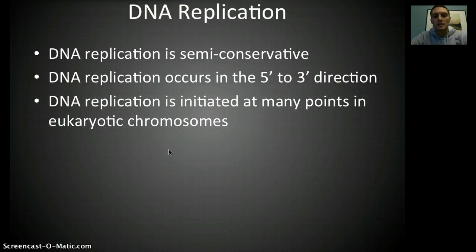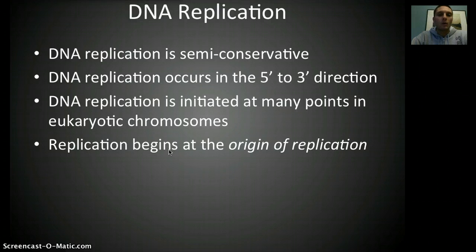DNA replication is initiated at many different points in eukaryotic chromosomes. There's not just a single point where replication is started. There's actually multiple points within a chromosome. And what we see happen is those are initiated at multiple points, and once they meet each other, they fuse. So we have two little bubbles that come together and become one. And then the last portion of the DNA is replicated, and that chromosome is complete.